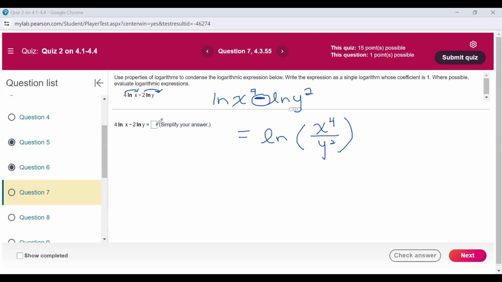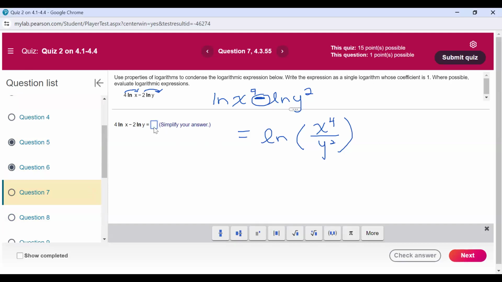Okay, and so that would go in your answer box there. Be careful here that you make sure you put the ln in front of the parentheses. And so x to the 4th, and then you see how the ln goes in front of the whole parentheses there.